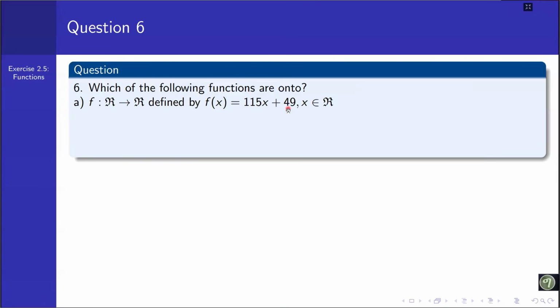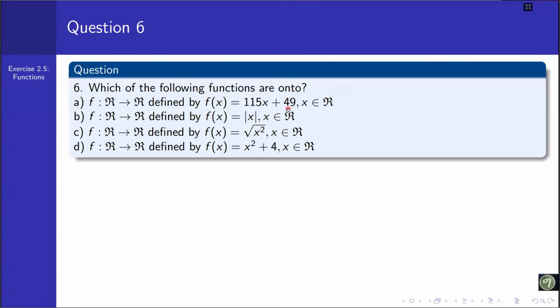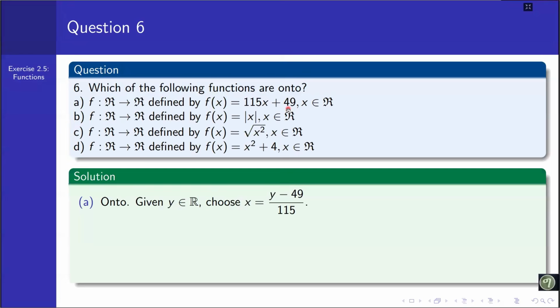ወይም ደግሞ onto function ማለት ነው የፋንክሽኑ ሬንጅ እና ኮዶሜኑ እኩል የሆኑበት ማለት ነው። የፋንክሽኑ ሬንጅ ኤግዛክትሊ ከኮዶሜኑ ጋር እኩል ከሆነ then that type of function is said to be an onto function. Therefore, when we see this list of functions and check their ontoness, የመጀመሪያው ለምሳሌ በምንመለከትበት ጊዜ the function defined from R to R and it is given by 15x plus 49 when x is an element of R, in order to check whether this function is onto or not, let's try to solve for x.